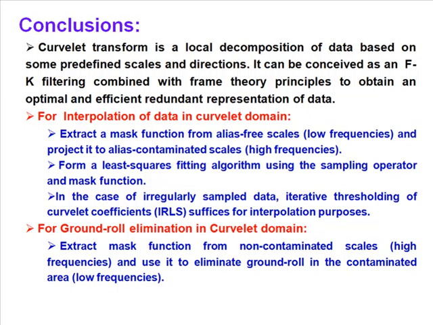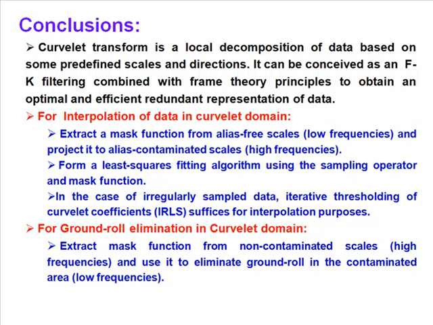But these guys at Caltech came up with a way to make all those orthogonalities that we have in Fourier work in the small scales and a small number of coefficients. But still, I'm saying curvelets are redundant. You still increase the size of your data. You're not going to end up with the same coefficients that you have in your data. So for interpolation, what I did, from low frequencies, I extracted the mask function. I knew that there's no alias in the low frequencies. I made my mask function, and I projected down to the higher frequencies and used some least square fitting using the sampling operator and mask function to reconstruct the data.